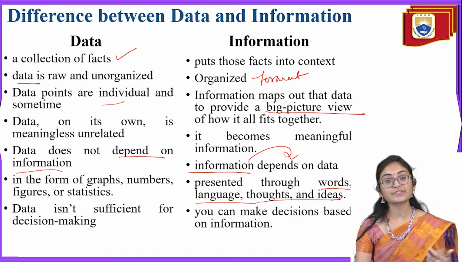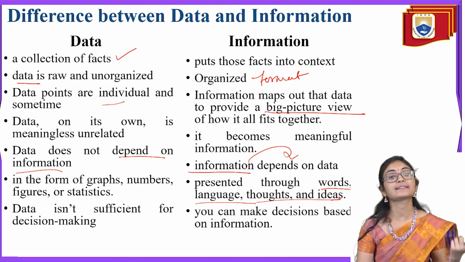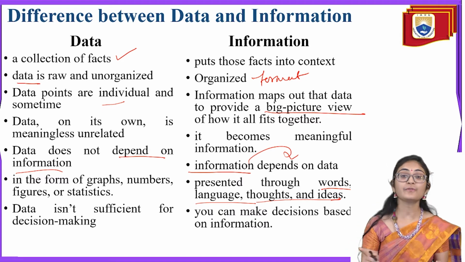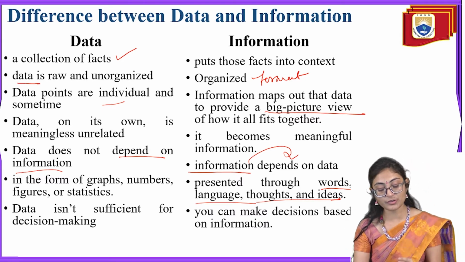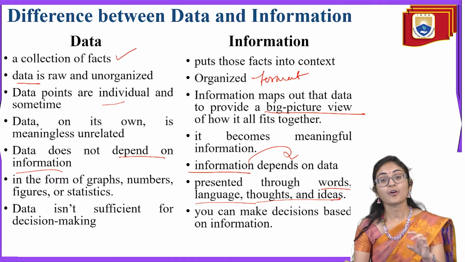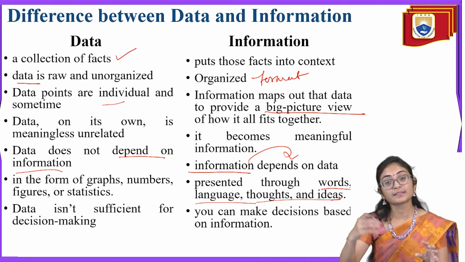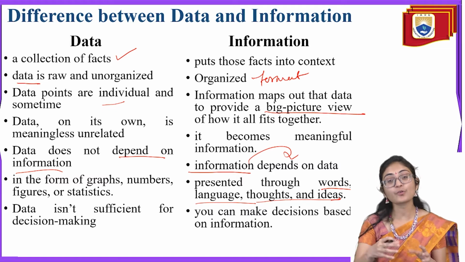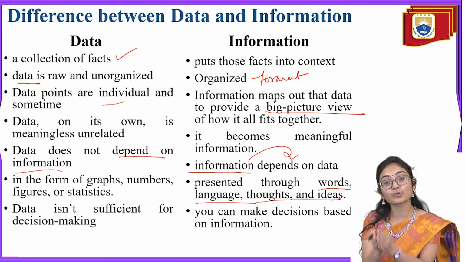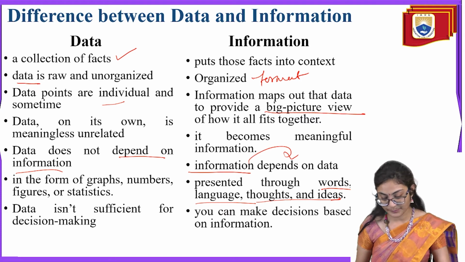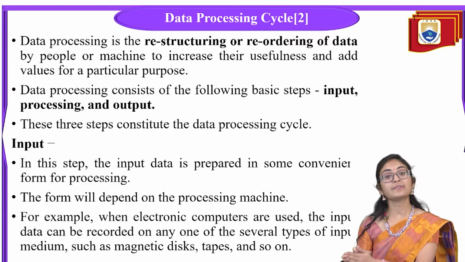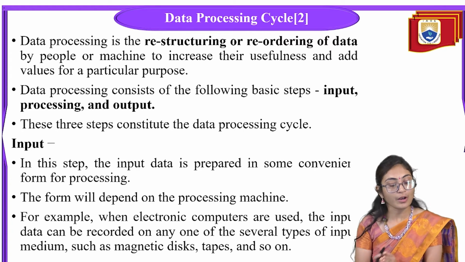Data is not sufficient for decision making, but information is always used to make decisions, based on your data. If you have information, if you have a group of data, then definitely it will be easy to take decisions. Now we will see the data processing cycle.